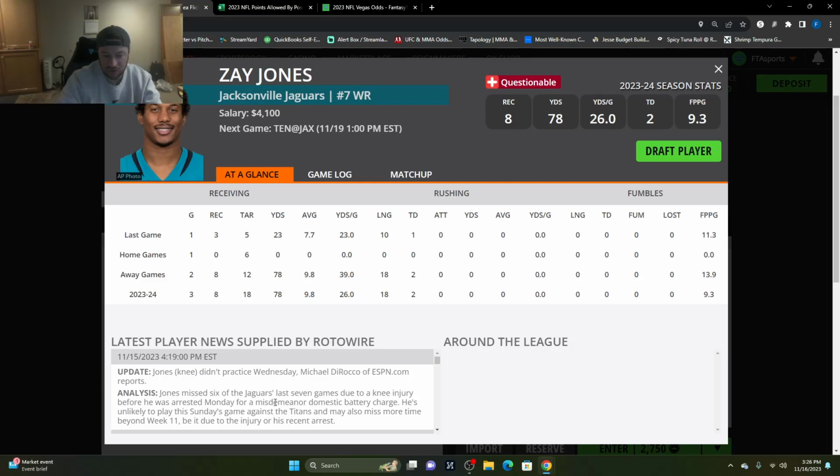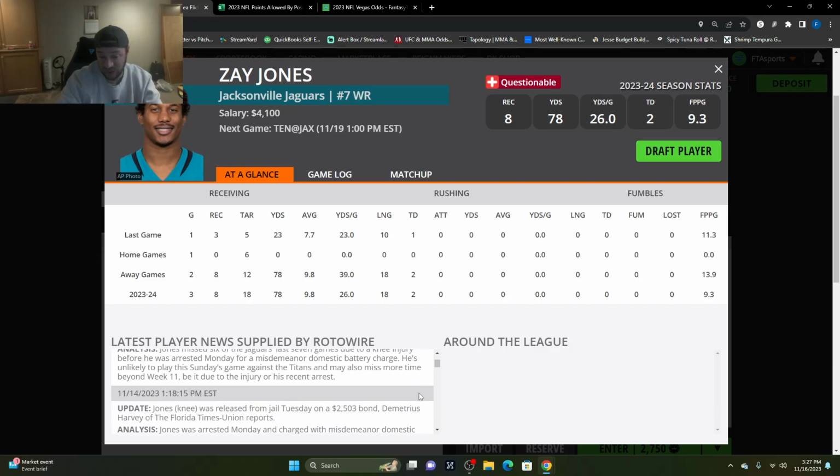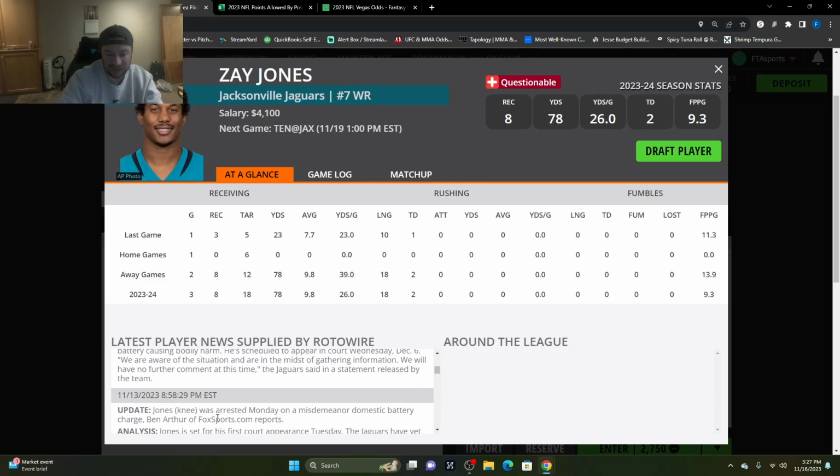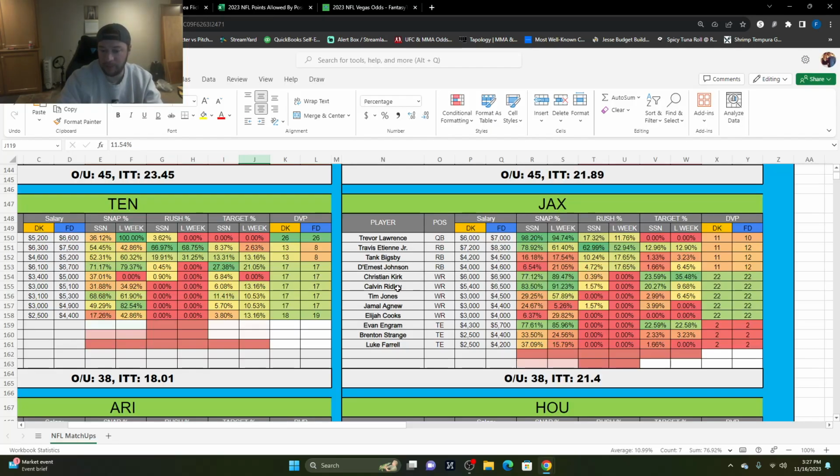Yeah, so Zay Jones missed 6 of the last 7 games due to a knee injury, and now he was arrested for domestic battery, so he's probably going to miss, I would assume, the rest of the season? Probably. I love how it says Jones' knee was arrested. So Zay Jones is out, so that would obviously bump up Kirk and Ridley. I would use Trevor Lawrence. I would use Kirk, Ridley, Etienne, and Evan Ingram.